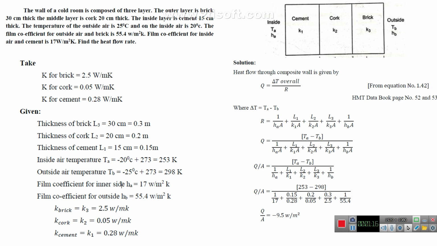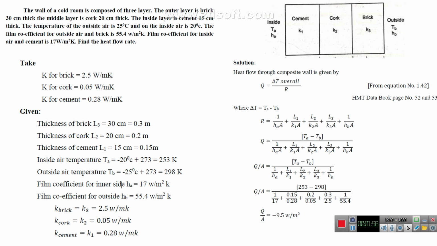three layers. The outer layer is brick, with a thickness of 330 centimeter, and the middle layer is cork, 20 centimeter thickness, and the inside layer is cement, 15 centimeter thickness. So these are the thicknesses of the walls. Okay, so we are taking the thickness as the length. So thickness is the heat transfer length.